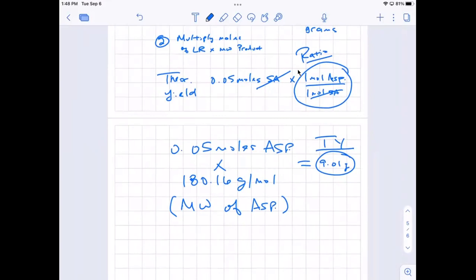What did you say the molecular weight for the aspirin was? 180.16. It is right here.